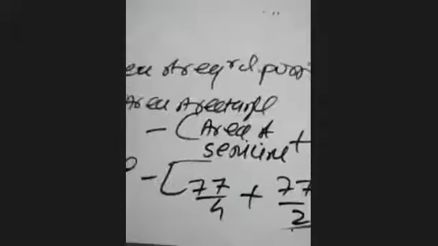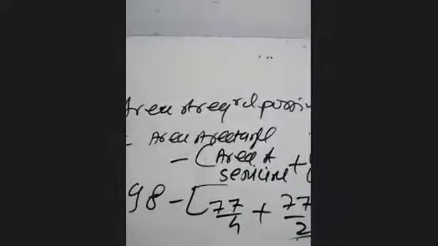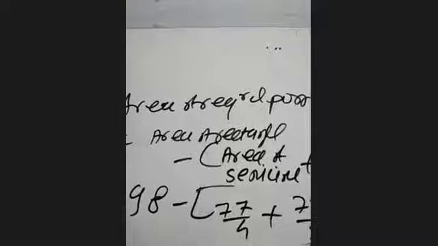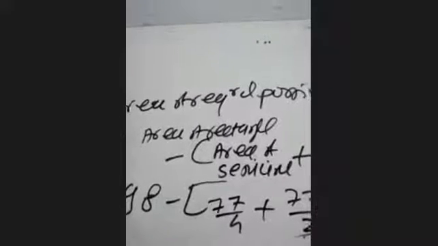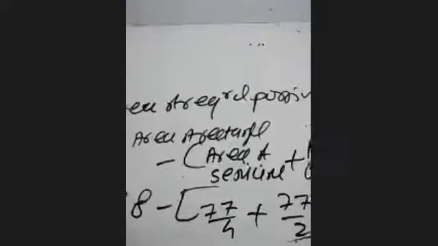To be 77 by 2. Add these two and subtract from 98, you will get your answer. Find it: 77 by 4 plus 77 by 2, subtract from 98. You will find the solution on your own.